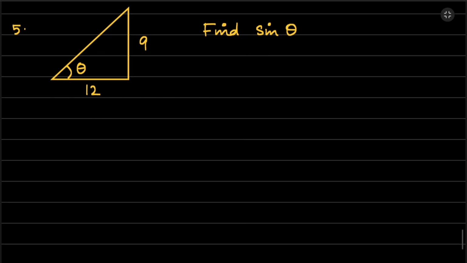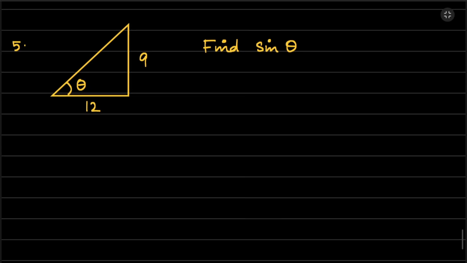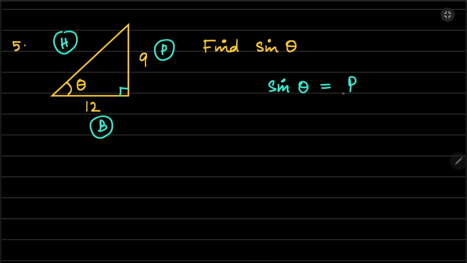Fifth question. Find sine theta. Okay, again, let's do the same thing. So this is your 90 degree. So this is your hypotenuse. Again, you have your reference angle theta. Right opposite to it will be your perpendicular and this will be your base. Right? Now, what is sine theta formula? Sine theta is nothing but perpendicular by hypotenuse. We don't know what is the hypotenuse. So let us use our Pythagoras theorem. What is it? H square equal to P square plus B square. What is P square? 9 square. Base is 12.